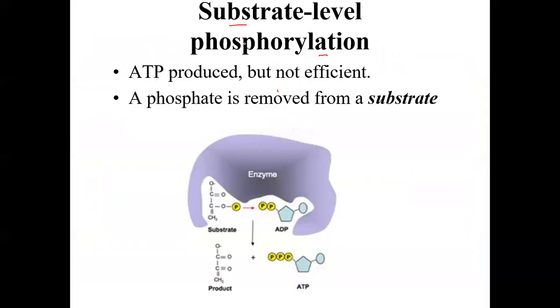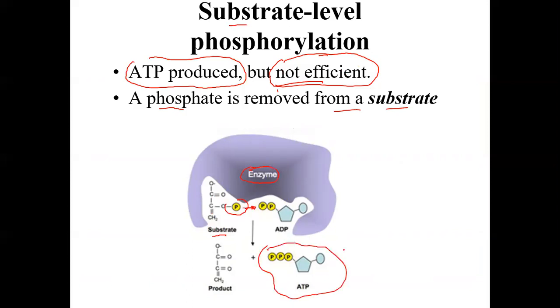So substrate level phosphorylation, my definition is that ATP is produced, but it's not efficient because you're taking a phosphate and removing it from a substrate. The biggest thing is that it's not efficient. It's a way to make some ATP, but it's not the best way. Basically, what I'm showing you here is that if I have a substrate that has a phosphate, I can move that phosphate over to ADP, making ATP. So did I make ATP? Yes, I did. But it took an enzyme to do that, and it's pretty slow. It's not the best way for a cell to make ATP, but it is a way for some ATP to be made.